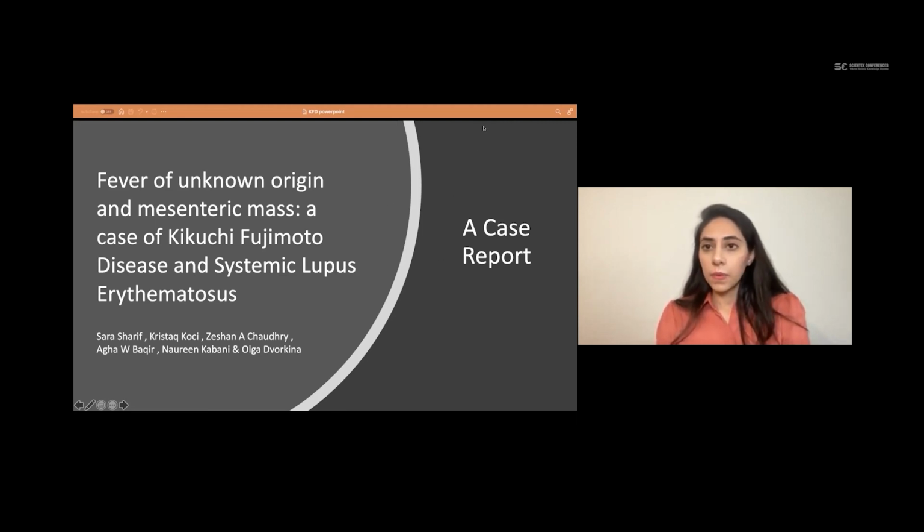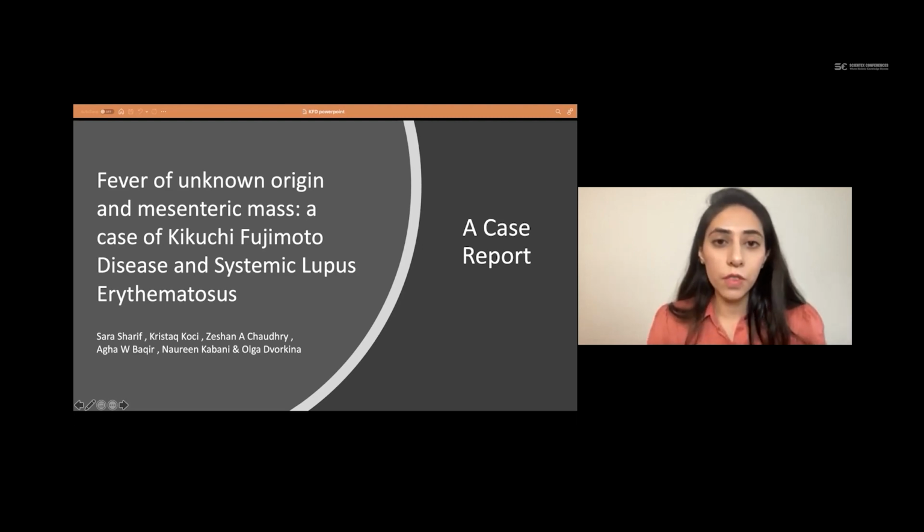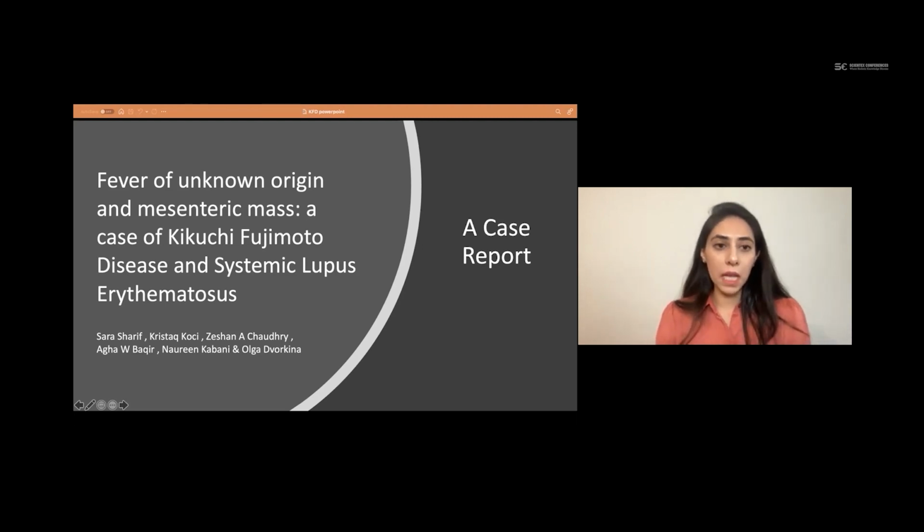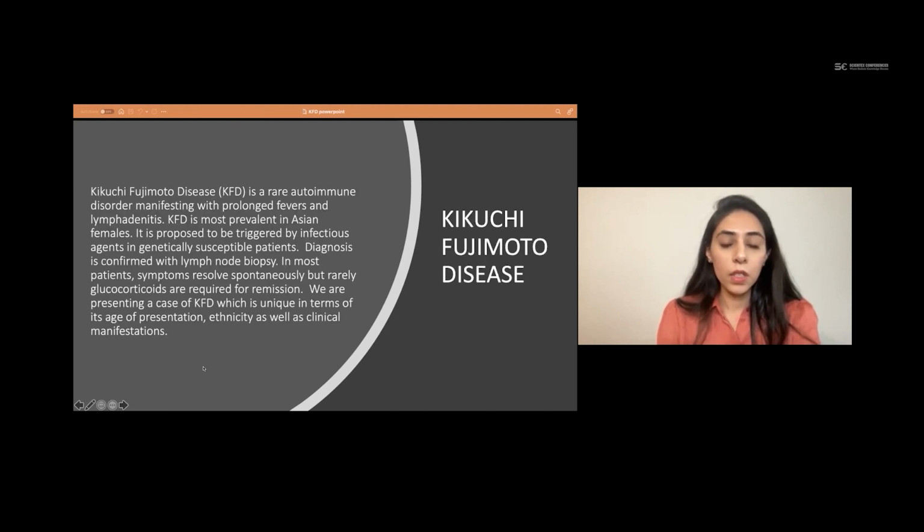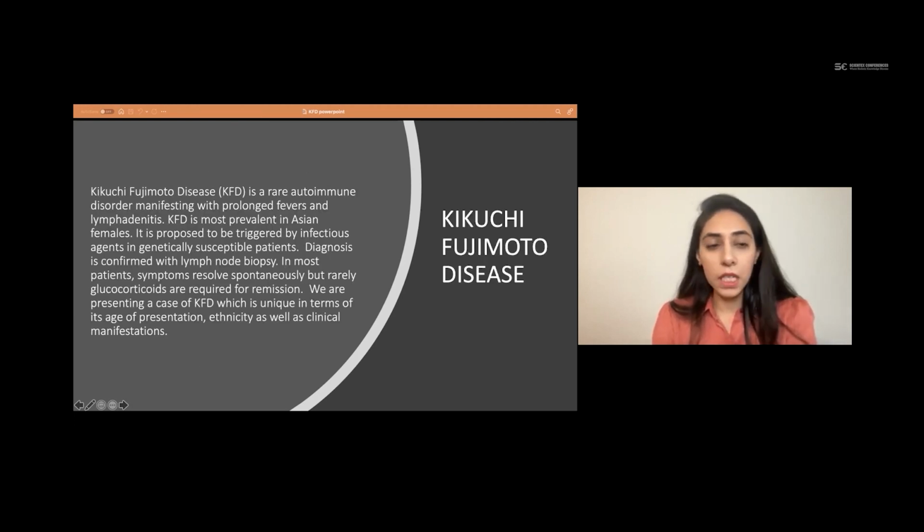This is a case of fever of unknown origin and mesenteric mass. It's called a case of Kikuchi-Fujimoto disease and systemic lupus erythematosus. So a little introduction about KFD. It is a rare autoimmune disorder. It manifests with prolonged fevers and lymphadenitis.